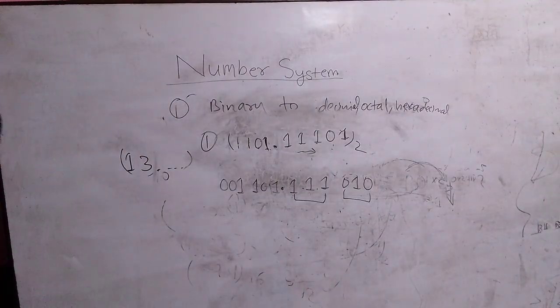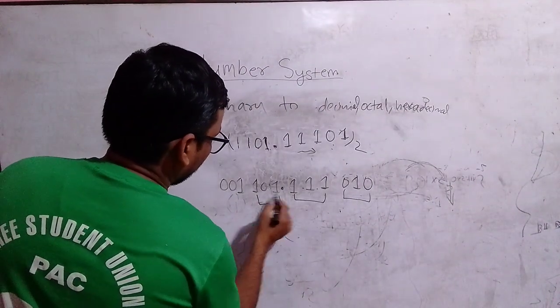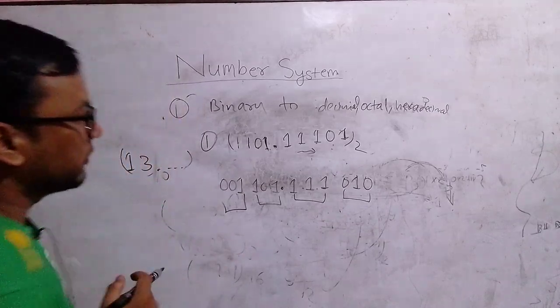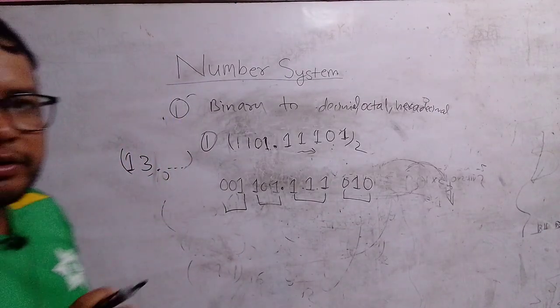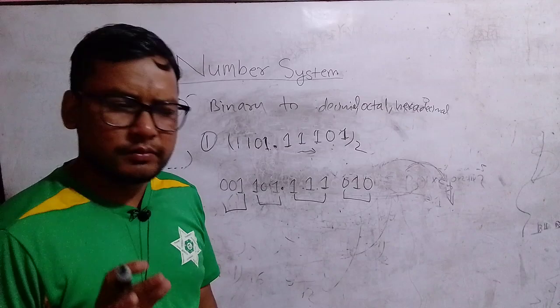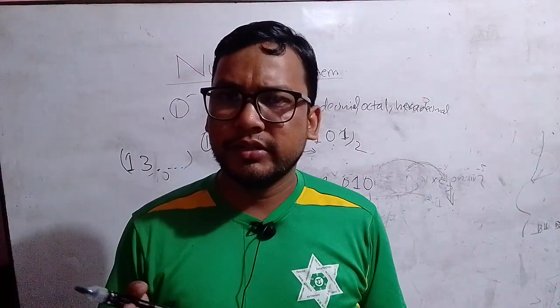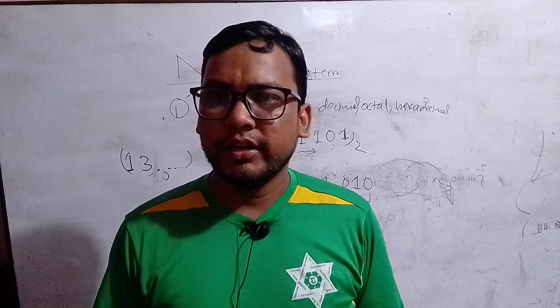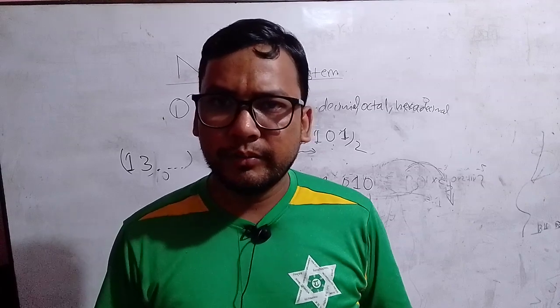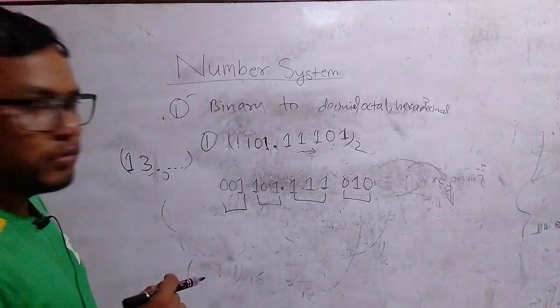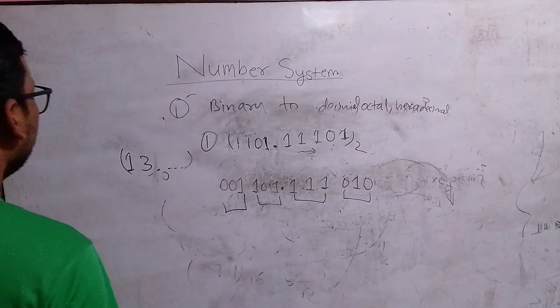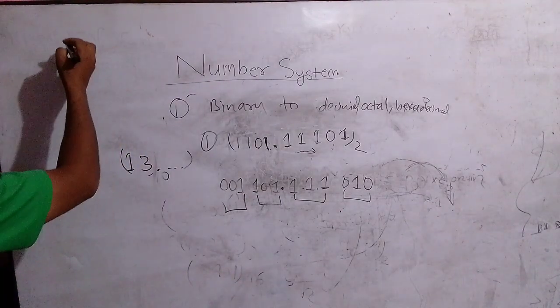Now, we need a conversion table. We can count the decimal number system, for example 0, 1, 2, 3, 4, 5, 6, 7, 8, 9, 10, 11, 12, 13, in this way. But how do we count in binary? To count a binary number, let's see here.